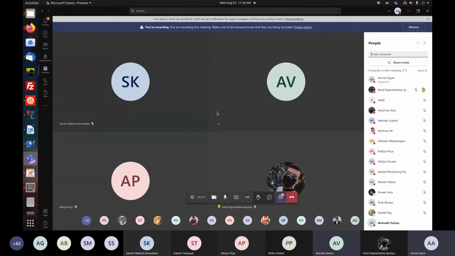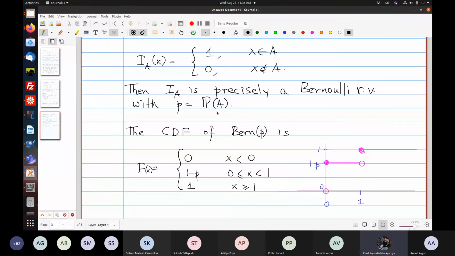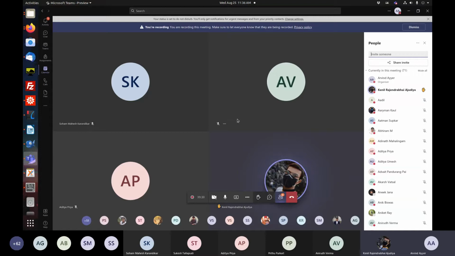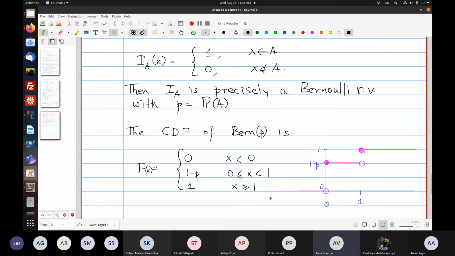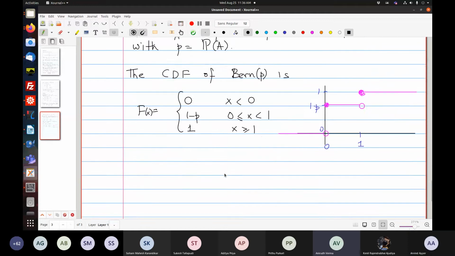Yes, Kenneth? Sir, I have a question regarding continuous random variables. I have not even started continuous random variables, so you cannot ask a question about that. But Anirudh, did I answer your question? Yes, sir. So I understood that P of A contained all the information, that we use X equals 1 with probability p. Exactly. Okay, got it, sir.